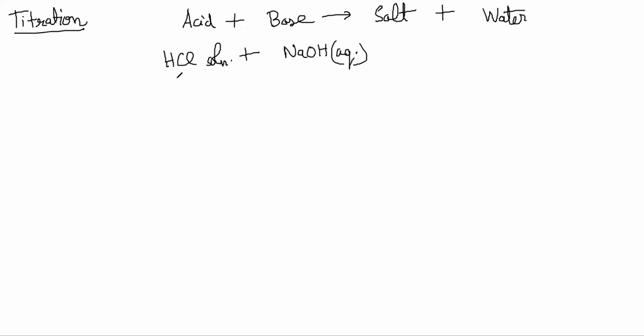So let's say HCl solution plus NaOH aqueous. Whenever you write aqueous, that means it is dissolved in water. It gives NaCl aqueous plus water. Okay. So let's see how we will do this.